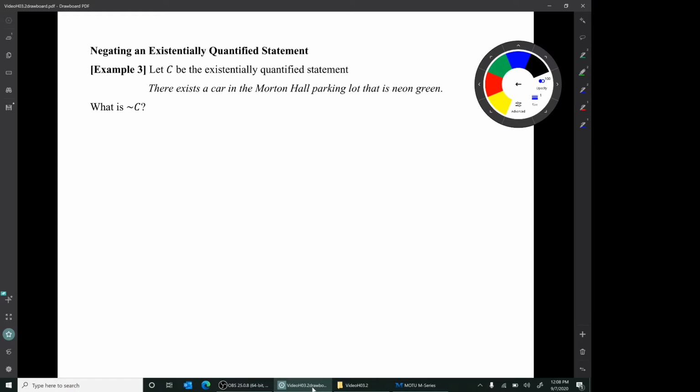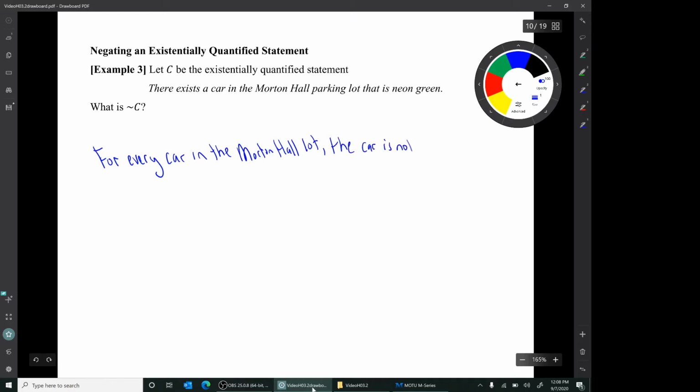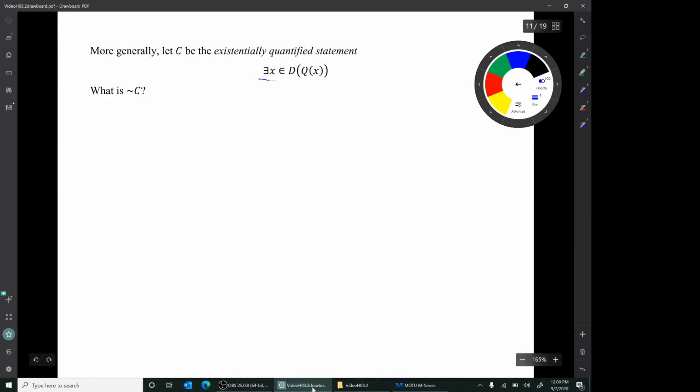So to express in words what you would be doing, you would have to be confirming this. Again, to prove that this person is lying, you'd have to go out to the Morton Hall parking lot and check and confirm that for every car in the Morton Hall parking lot, the car is not neon green. So that thing that I just wrote down is negation C. More generally, if you have this existentially quantified statement, the negation of that would be, for all x in the domain, not q of x.